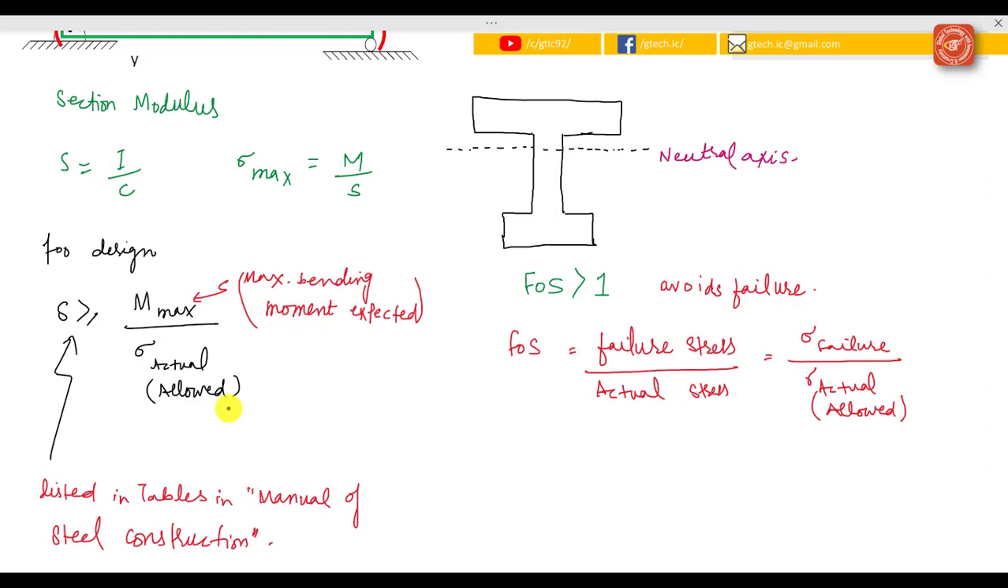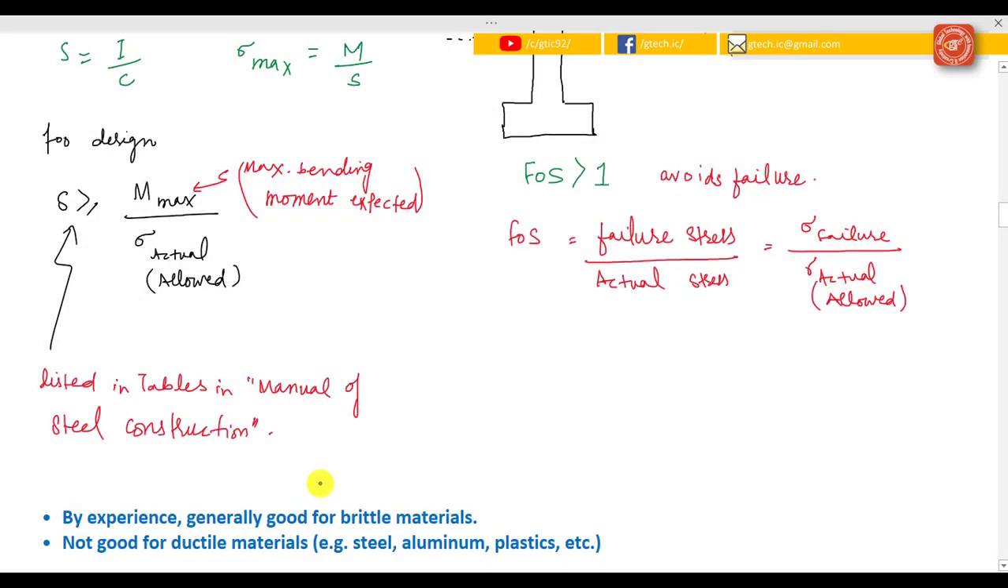And so this section modulus, as I had mentioned earlier, can be found at a number of sources, and they are listed in tables in the Manual of Steel Construction. And so as a conclusion, for the maximum normal stress theory, failure occurs when the sigma experienced is greater than the sigma failure. By experience, we generally use this theory of failure and design for brittle materials.